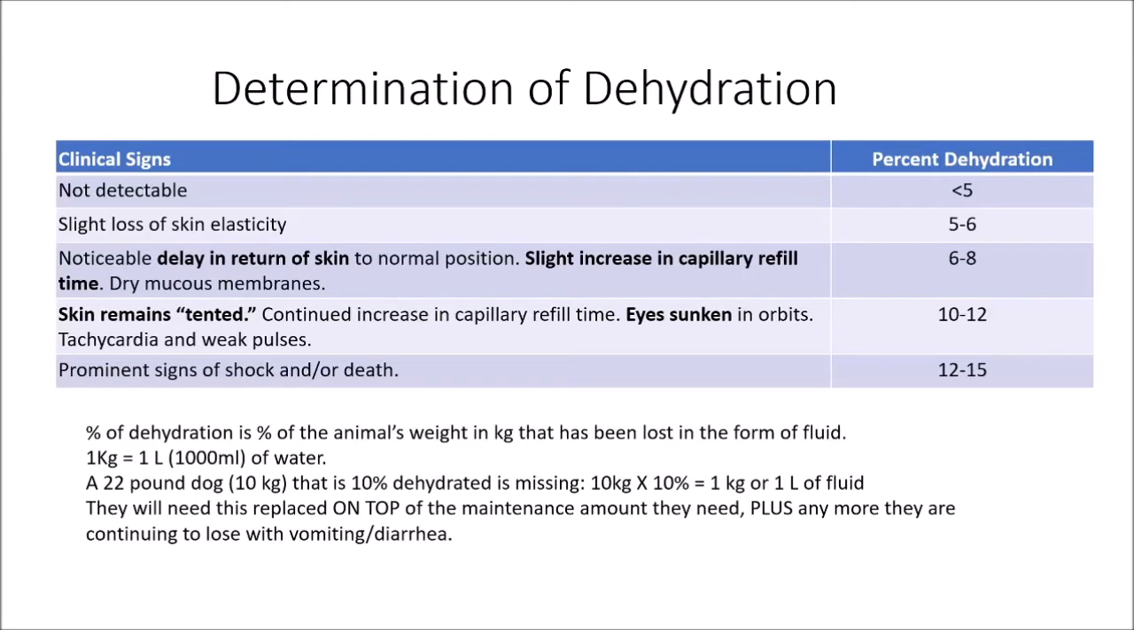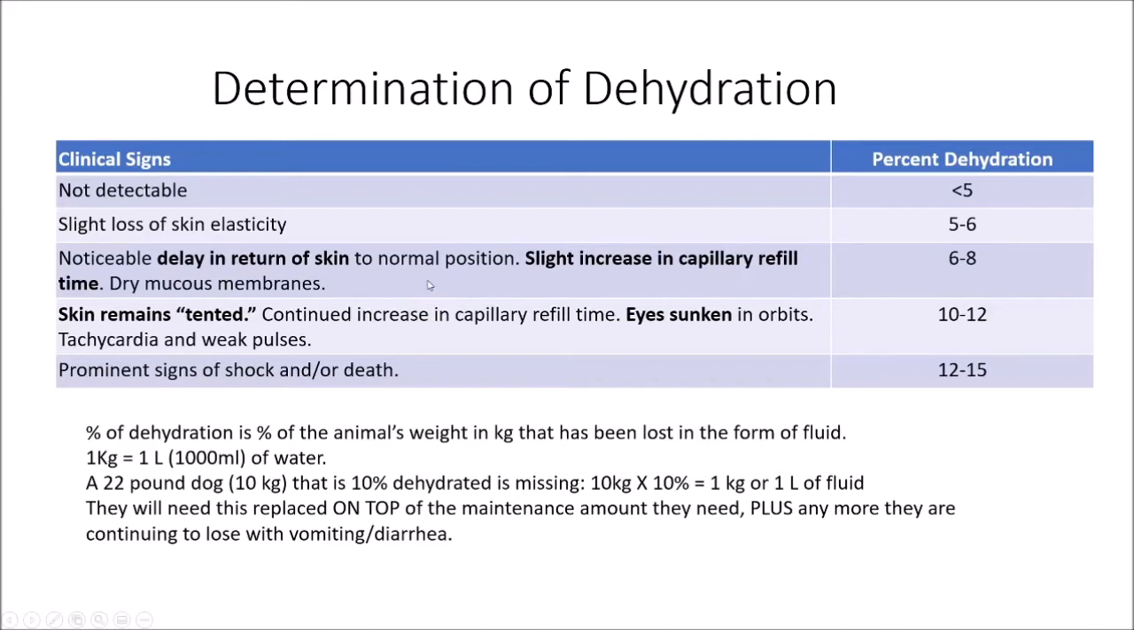Less than 5%, not detectable. 5 to 6%, just a slight loss of skin elasticity. You have to be very careful with a very old or very young pet because that's not going to really figure in. With 6 to 8%, you're going to notice a delay. It's going to be a noticeable delay in return of skin to normal position. There will be a slight increase in capillary refill time, and the mucous membranes will be dry.